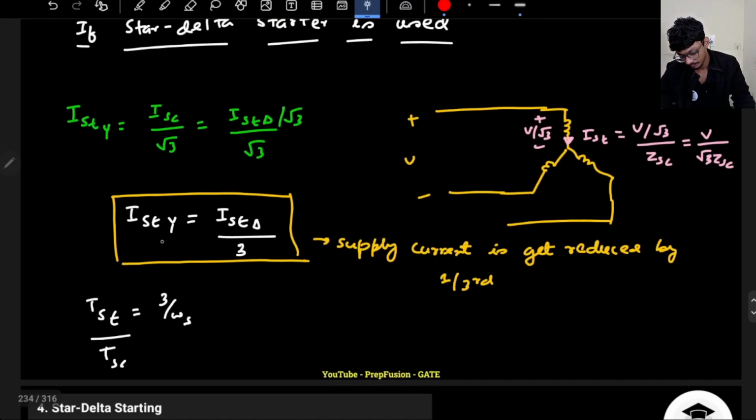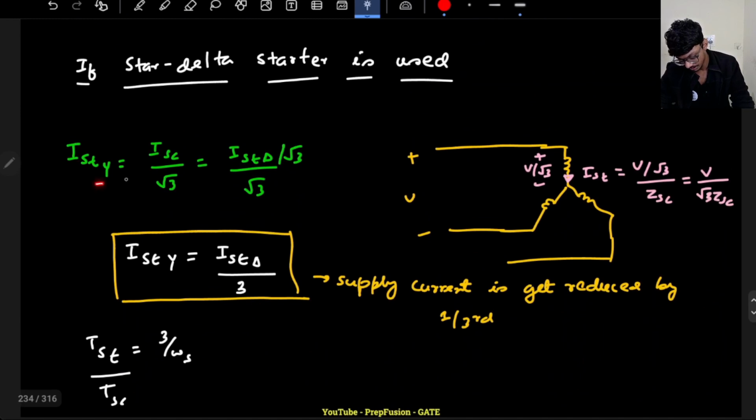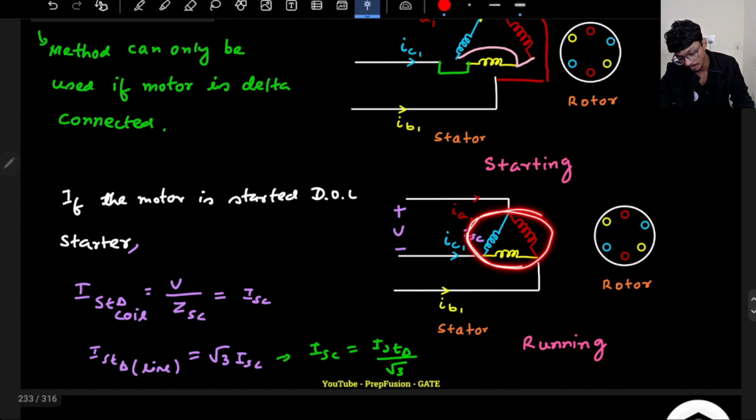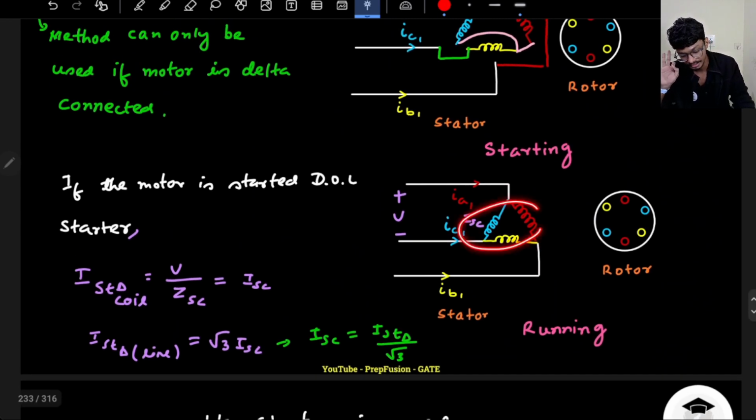In case of delta, in case of star, it is ISC divided by root 3, right? So basically, it is V divided by root 3 into ZSC, right? So basically, my current is getting reduced by root 3 times compared to the direct online. So this I have compared to the delta connection. This I am comparing to the direct online. So that's why it becomes 1/3, because by default my motor will operate in delta connection. That's why we're comparing it with respect to delta, the currents that I'm talking about.